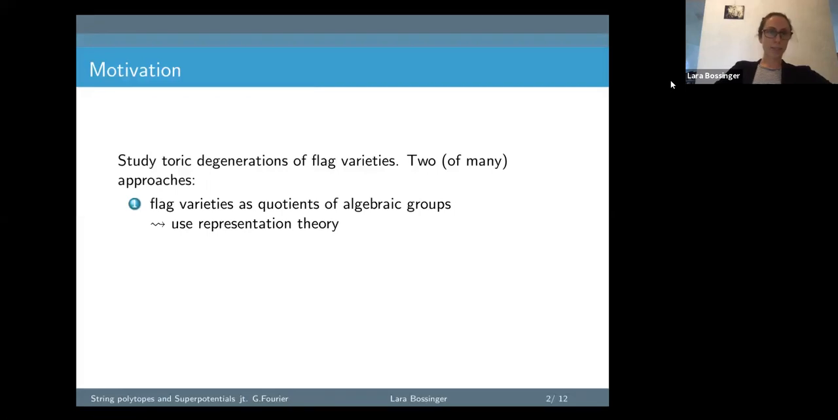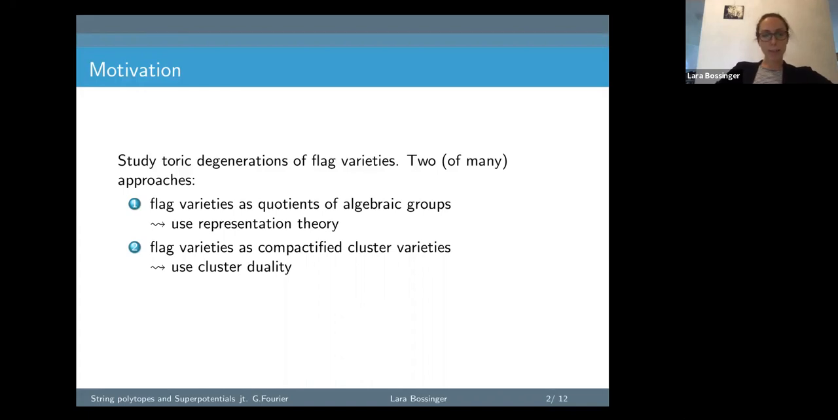One is considering the flag variety as a quotient of an algebraic group, so of SL_n in this case, and then using representation theory to construct toric degenerations, which is pretty much along the lines of the toric degenerations we just saw in Benjamin's talk. The second approach is taking the flag variety as a compactified cluster variety and using the cluster structure, or more precisely cluster duality, to construct toric degenerations of the flag variety. So let's get into it. The motivation here, or the question, is how are these two related?